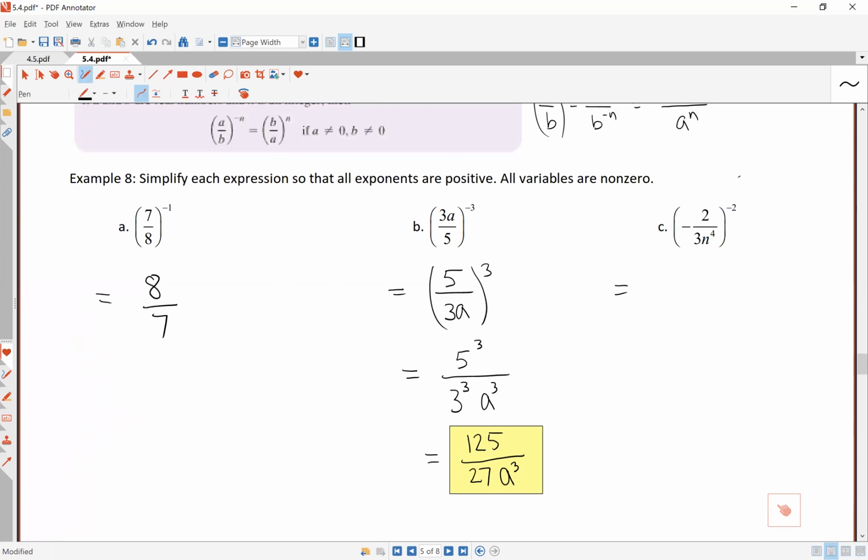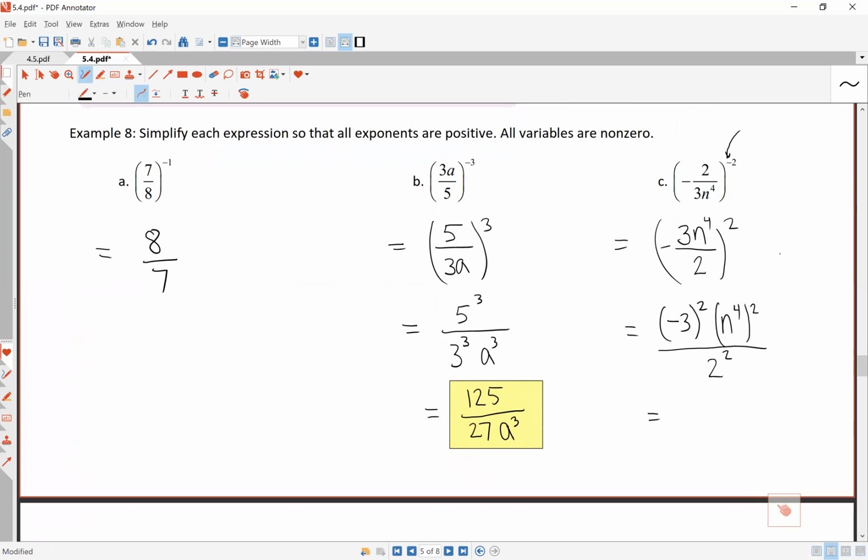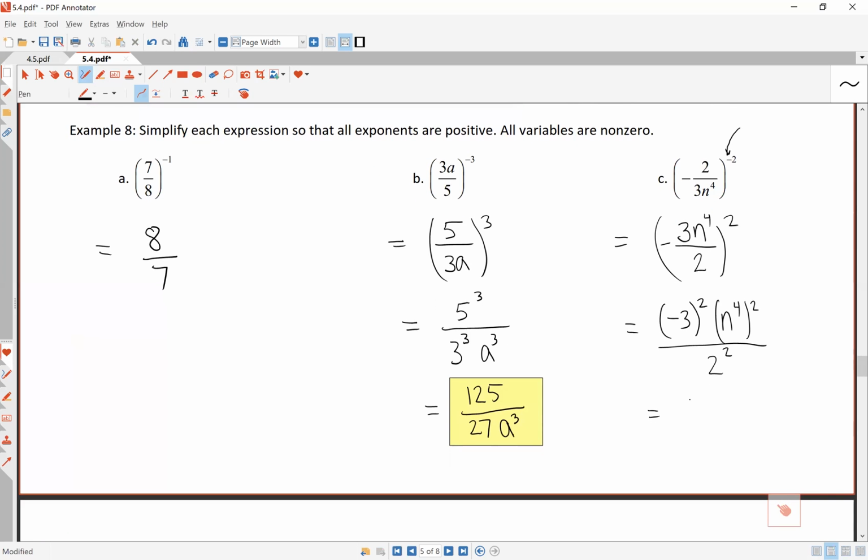Letter C, we treat the negative on it first, which is the reciprocal, so everything gets flipped over. Now the exponent's a positive 2, so we come along and square every one of our numbers. Negative 3 squared, n to the 4th squared, and 2 squared. Negative 3 squared is 9, n to the 4th squared is n to the 8th, and 2 squared is 4.